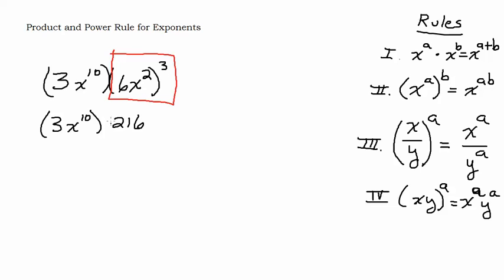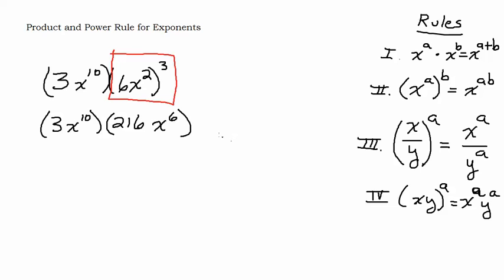All right, and I have to take x to the second to the third power. So which rule am I going to use for that? Hopefully you said rule number 2. X to the second to the third is a power to a power, so I have to multiply the 2 times the 3, and that gives me x to the 6th.